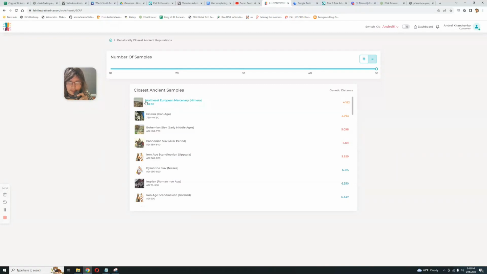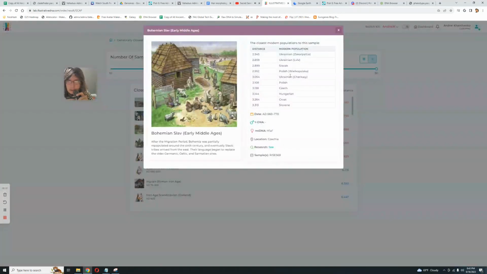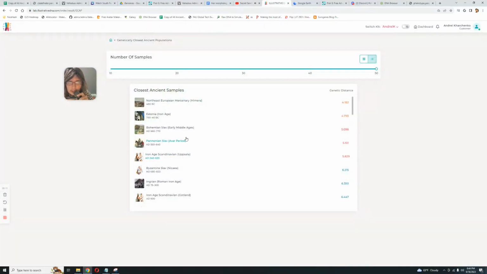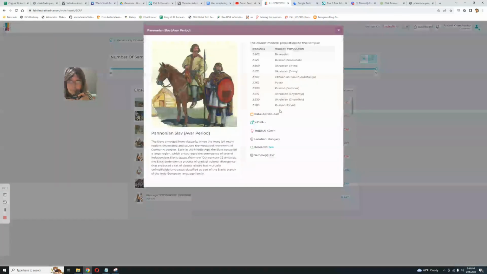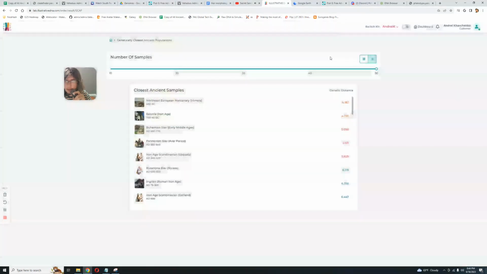So for me, that's Northeast European mercenary from Chimera, followed by Estonian Iron Age, followed by Bohemian Slav. By the way, I've shown you Bohemian Slav already. It's closest to Zakarpattia Ukrainians and Lvov Ukrainians. But what about the Pannonian Slav? This Slav is closest to Belarusians, Russians from Smolensk, basically a very typical East Slavic person, without any Finno-Ugric or Turkic admixture.